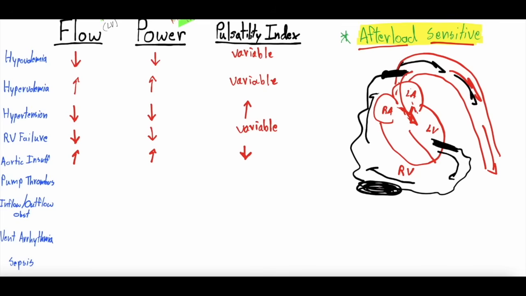What about thrombus in the pump, right? What if this pump is full of thrombus? All right, what are you going to see? Well, if we think about power, we're going to get away from the preload and afterload comments for this one. Power is how hard the pump is working. If the pump is full of blood clot, do you expect it to work harder or less hard? Harder, right? So the power is going to be way up.